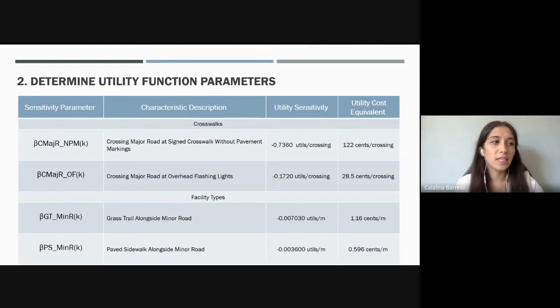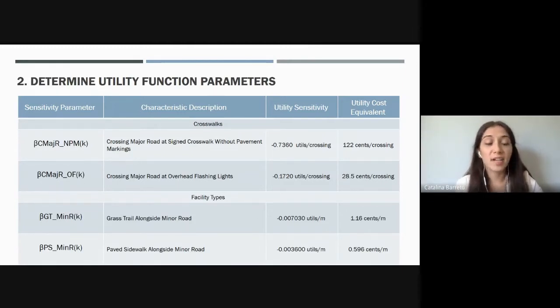So as you can see here, once we had converted it to cost in our 4th column, the cost of, say, crossing a major road at an unsigned, non-painted crossing is much higher of a cost to the user than crossing an overhead flashing beacon crossing. As a pedestrian, that might sound familiar to you. Just for safety reasons, it feels a lot safer to be crossing somewhere signalized.